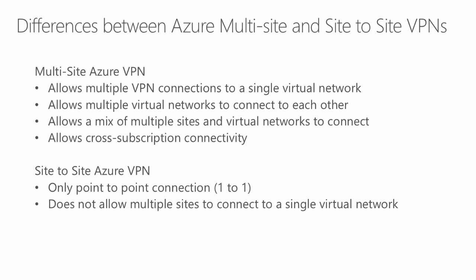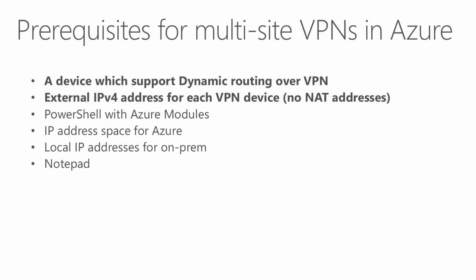Well, a multi-site VPN will allow for multiple connections to a single Azure network, the ability to connect multiple virtual networks together. A multi-site VPN will also allow for a mix of multiple sites and virtual network connections, and also the ability to connect Azure subscriptions together. Whereas a site-to-site will only allow for a single point-to-point connection between Azure and your premises, or between two Azure virtual networks.